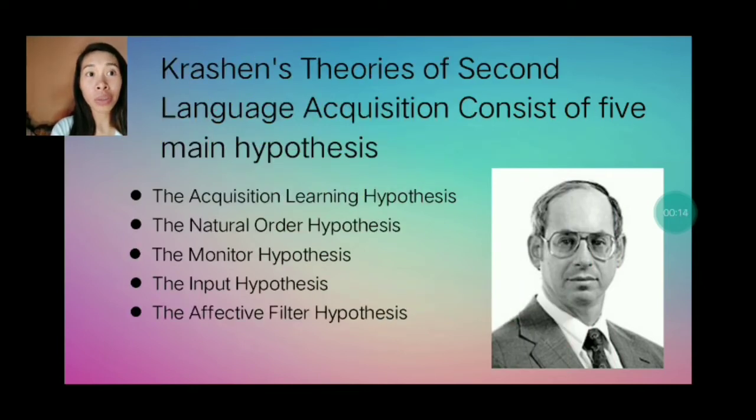Krashen's theories of second language acquisition consist of five main hypotheses. First, the acquisition learning hypothesis. The second is the natural order hypothesis. The third is the monitor hypothesis. The fourth is the input hypothesis, and the last is the affective filter hypothesis.